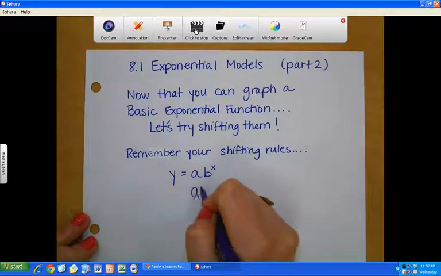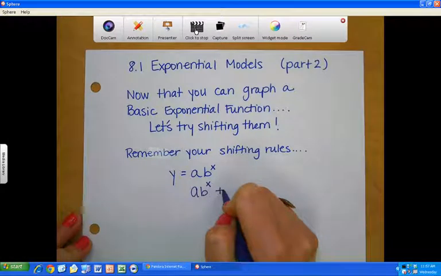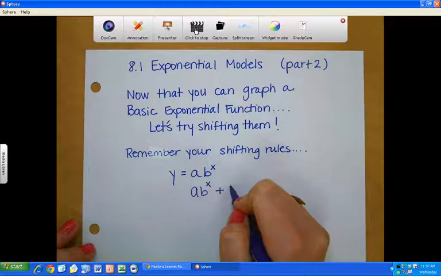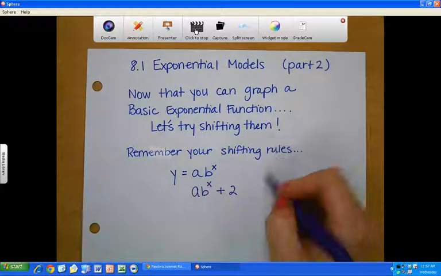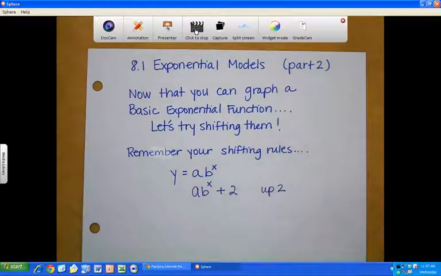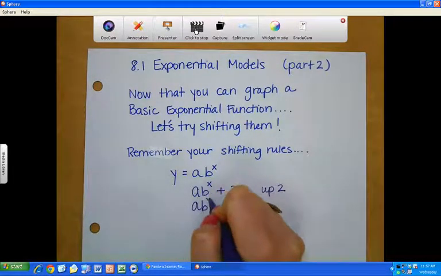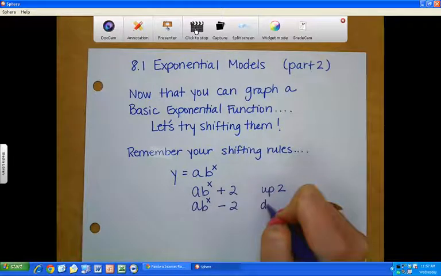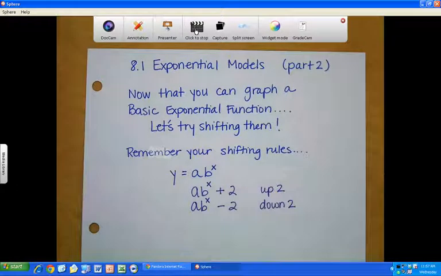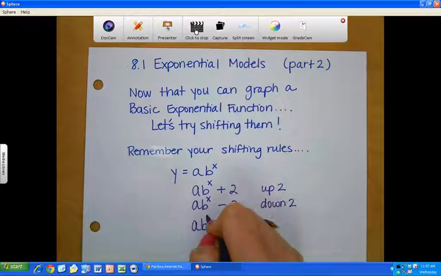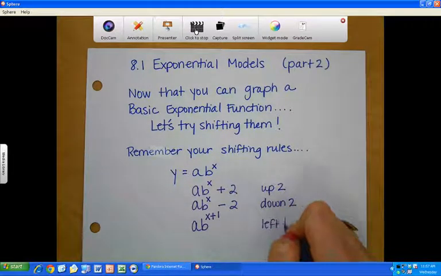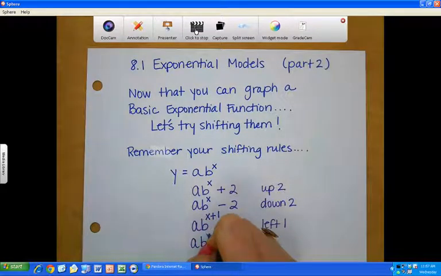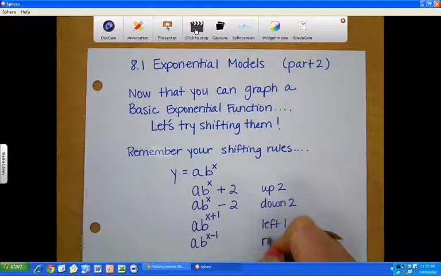If I have this function and I add a number to it, let's say I add 2 or something like that, how does the whole graph move? Do you guys remember from before? It moves up 2, and this can be any number. If I take my exponential function and minus 2, it moves down 2. If in the x part I have a plus 1, that moves to the left 1. And if I have a minus 1 up here, that means it moves to the right 1.